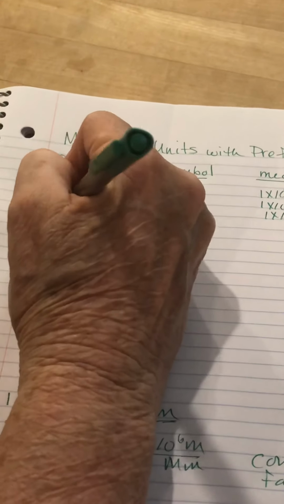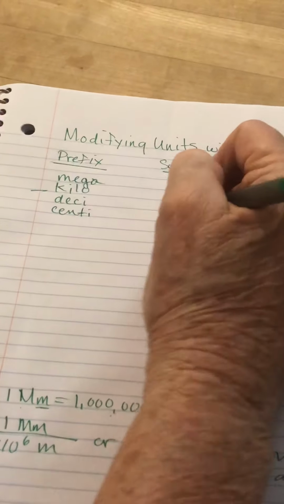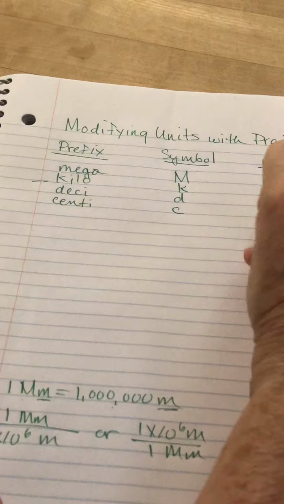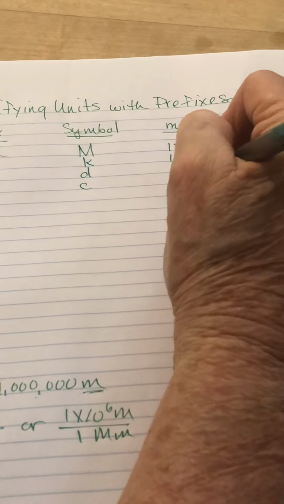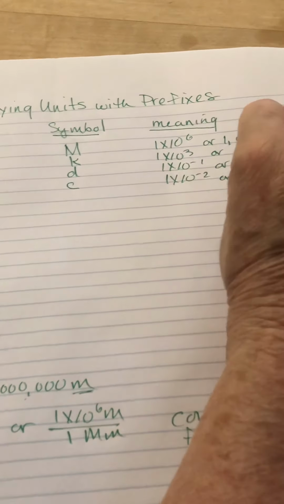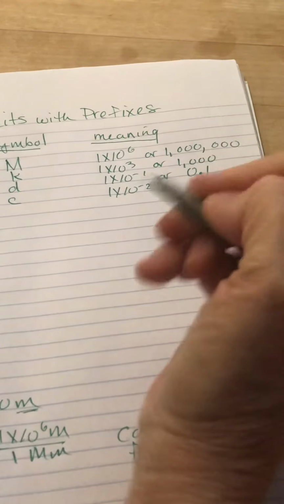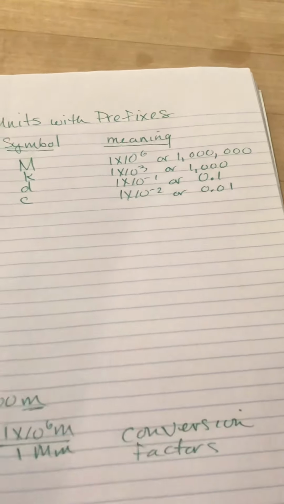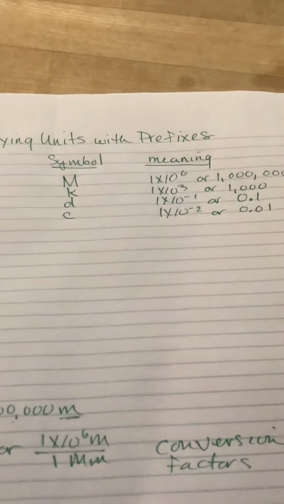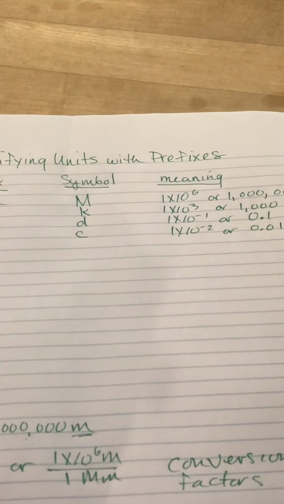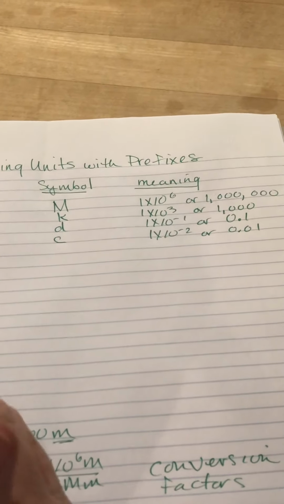Now we're getting smaller than the base unit here. One you're probably all very familiar with, centi. Lowercase c is its symbol. It means 1 times 10 to the negative 2, or 0.01, 1/100th. So a centimeter is 1/100th of a meter. A centiliter is 1/100th of a liter.